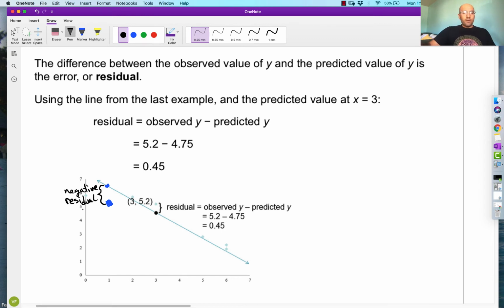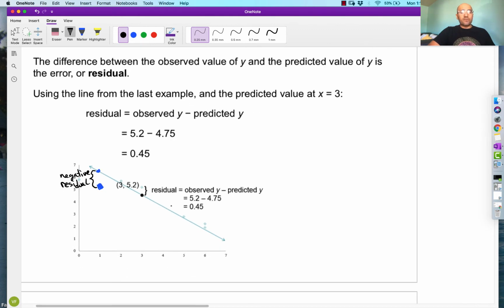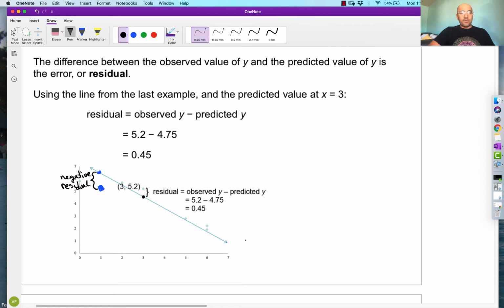Okay, so sometimes the residual will be negative if the observed values are below our predicted line. Sometimes the residual will be positive if the observed values are above the predictive line. So we want to use that to judge how good our line is as a predictor of the relationship that exists between the explanatory and the response variables.